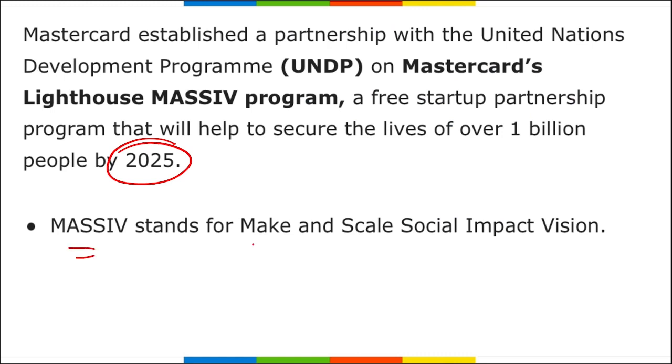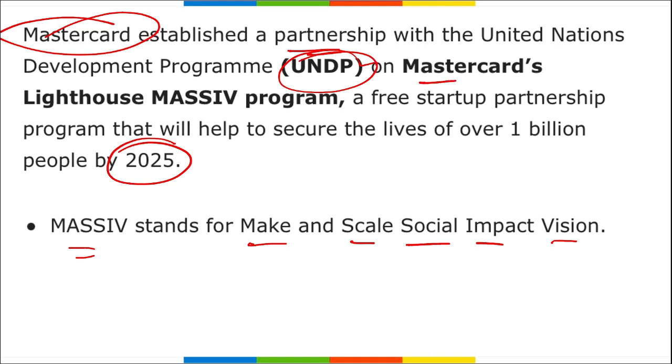What does MASSIVE stand for? Make and Scale Social Impact Vision. So what is it? It was established by Mastercard. They established a partnership with the United Nations Development Programme on this Mastercard Lighthouse MASSIVE program. And what is this MASSIVE program? This is basically Make and Scale Social Impact Vision.